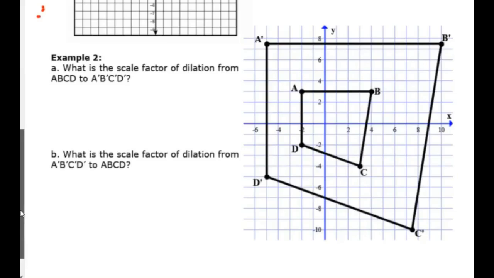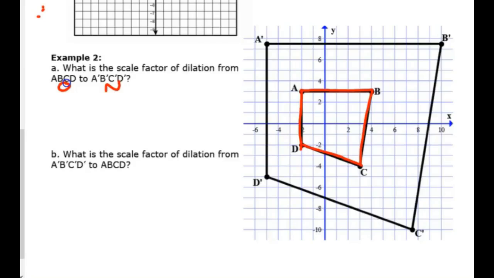So, example 2. What is the scale factor of dilation from ABCD to A prime, B prime, C prime, D prime? Okay? So they want to know what is the scale factor from here to there. So remember, from the original to the new one. Which one is the original? The big one or the small one? What do y'all think? The small one, because it has no little apostrophes on it. You always start at original. So ABCD on the inside. Okay, here's my original.